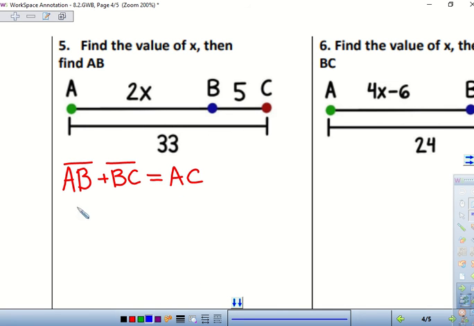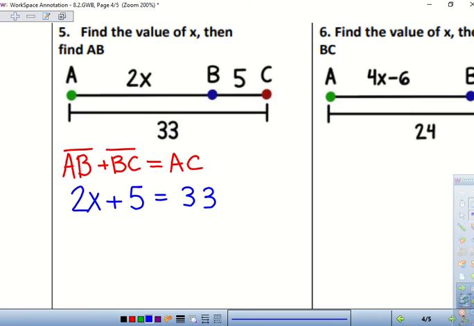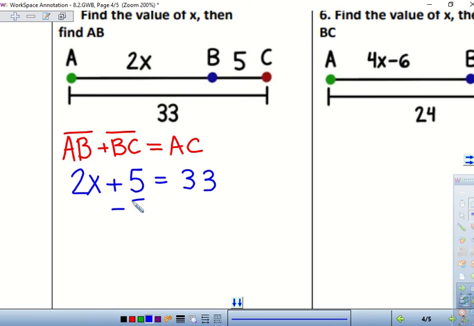So what is AB according to the diagram? 6x. Good. And what is BC? 5. And then AC is what you said, Zach. It's 33. Now you have an algebraic equation, right? So how would I solve this equation? Subtract 5 from both sides.